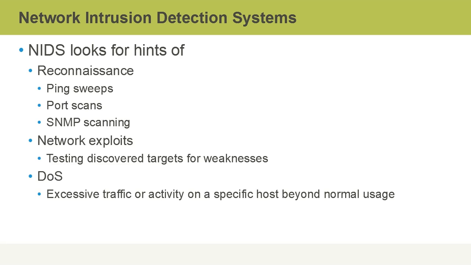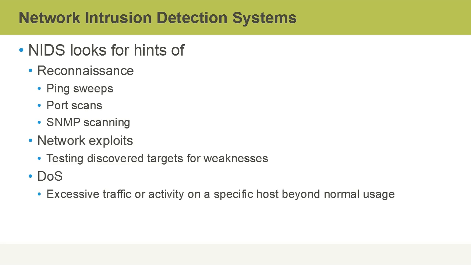Network exploits essentially can be determined because a malicious user will normally try to test discovered targets for weaknesses, and that might not be normal activity against a service. So for instance, running a telnet session to poke and prod at an HTTP server instead of actually issuing a standard HTTP GET request to retrieve information from the web page could be an indicator of suspicious activity.